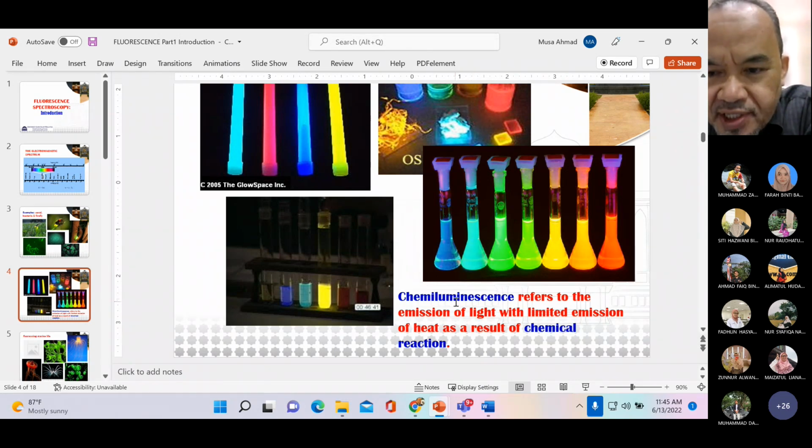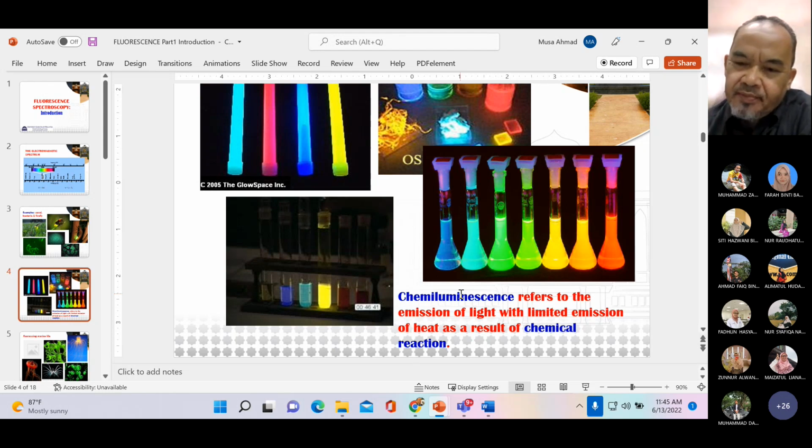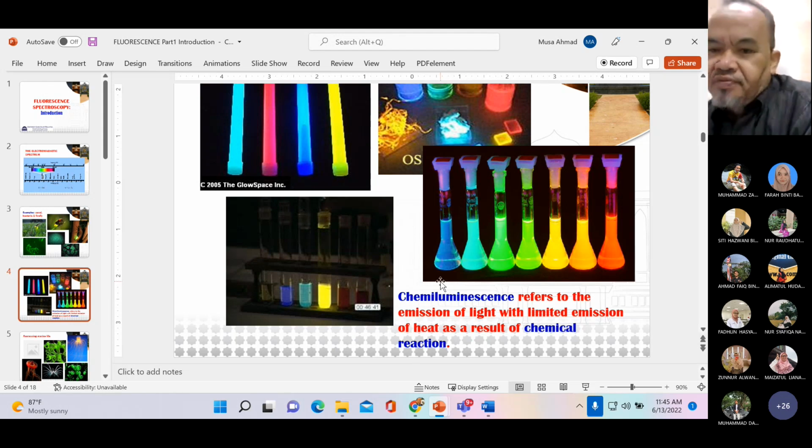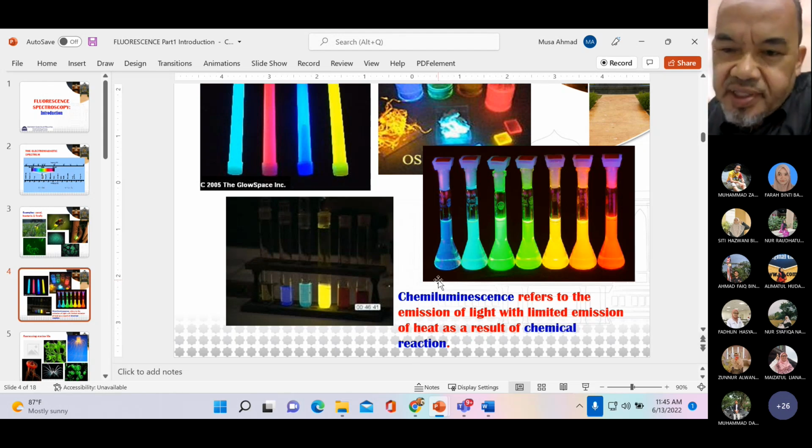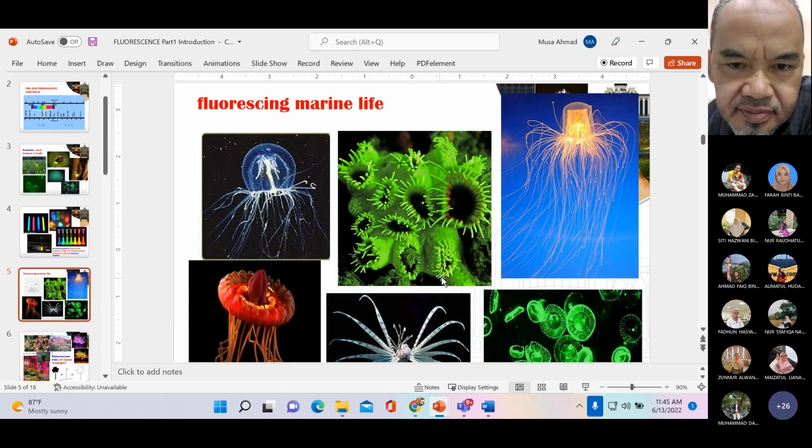Okay. So chemiluminescence refers to the emission of light with limited emission of heat as a result of chemical reaction. Okay, dia specify limited emission of heat sebab kalau heat ni banyak sangat di-emit, so light ni akan tak ada lah, okay, because dalam chemiluminescence, okay, we need the heat to be as small as possible, okay. So we want most of the energy to be emitted in the form of emission.